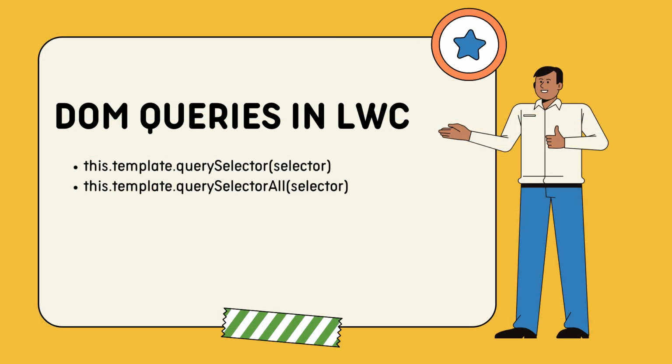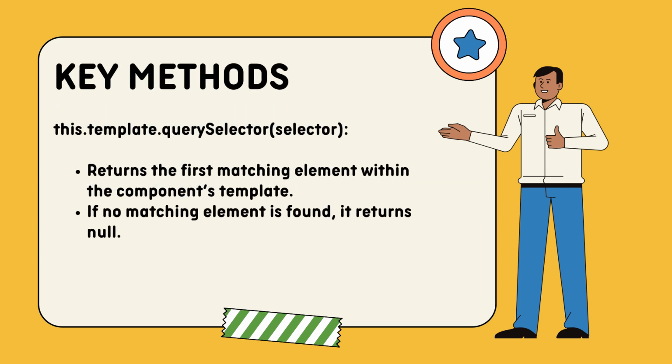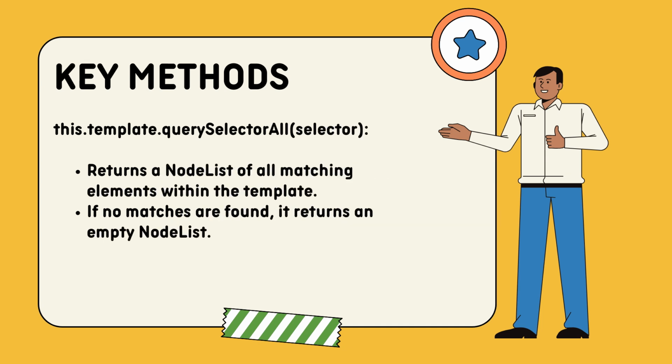To access elements within a component's template in LWC, we use this.template, which scopes queries to the component's template. These are the key methods. this.template.querySelector returns the first matching element within the component's template. If no matching element is found, it returns null. this.template.querySelectorAll returns a node list of all matching elements within the template. If no matches are found, it returns an empty node list.